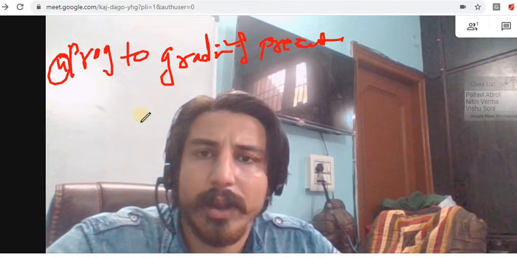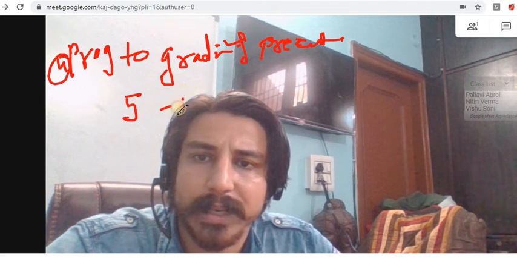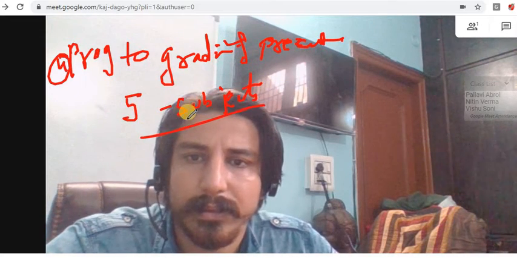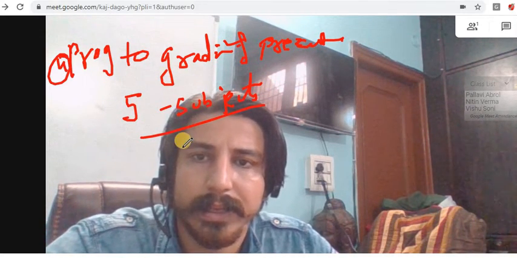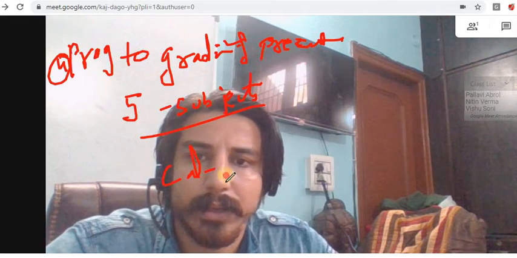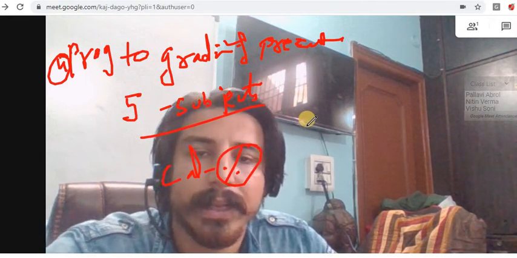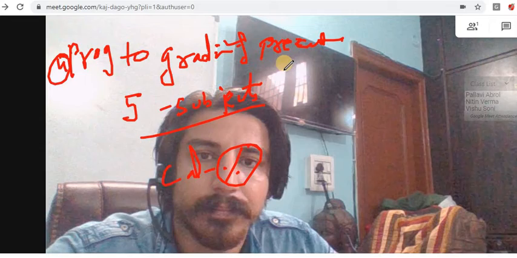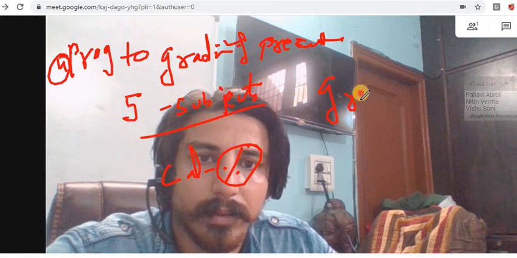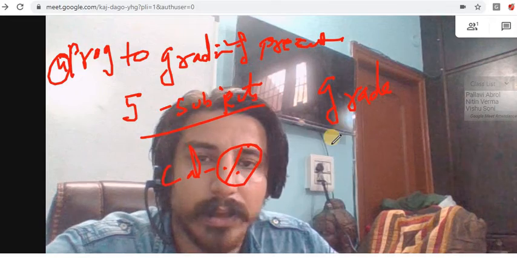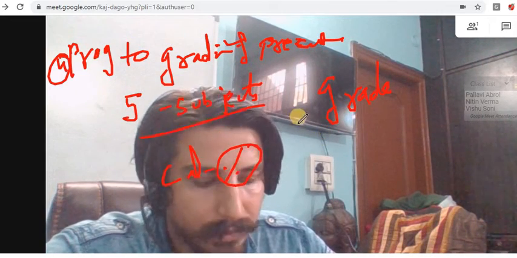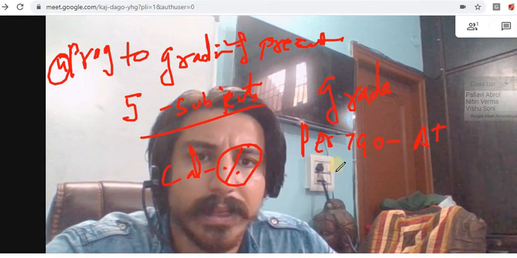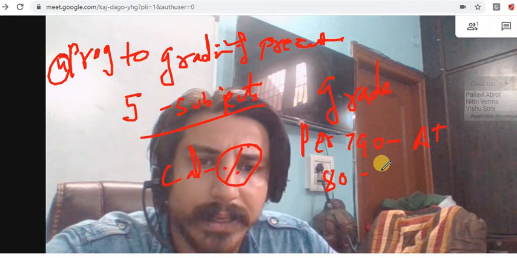Now what exactly you have to do: you have to take 5 subjects' marks and calculate the percentage. After calculating the percentage, you have to grade them. Let's suppose how exactly you have to grade. Not marks, the percentage. Percentage greater than 90, then A plus grade. Percentage greater than 80 and less than or equal to 90.